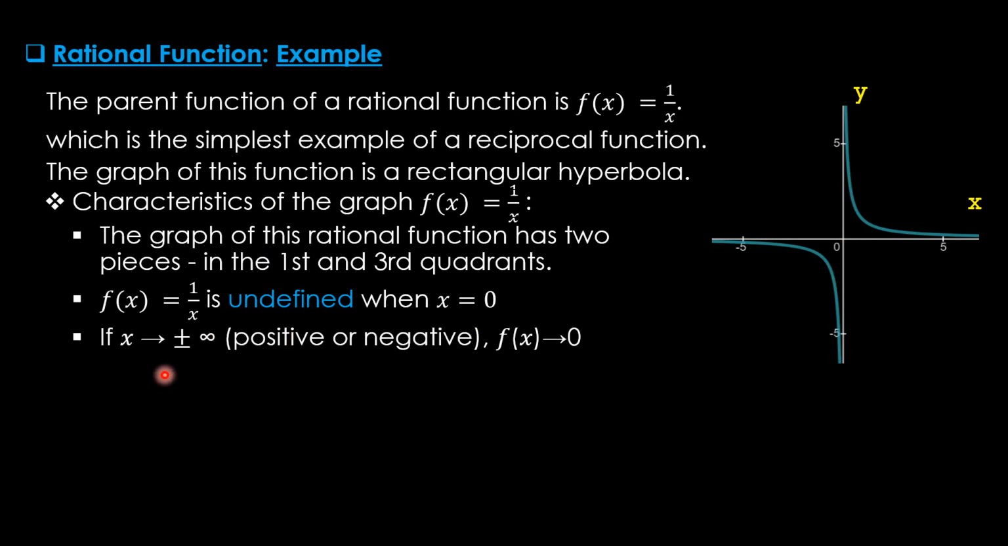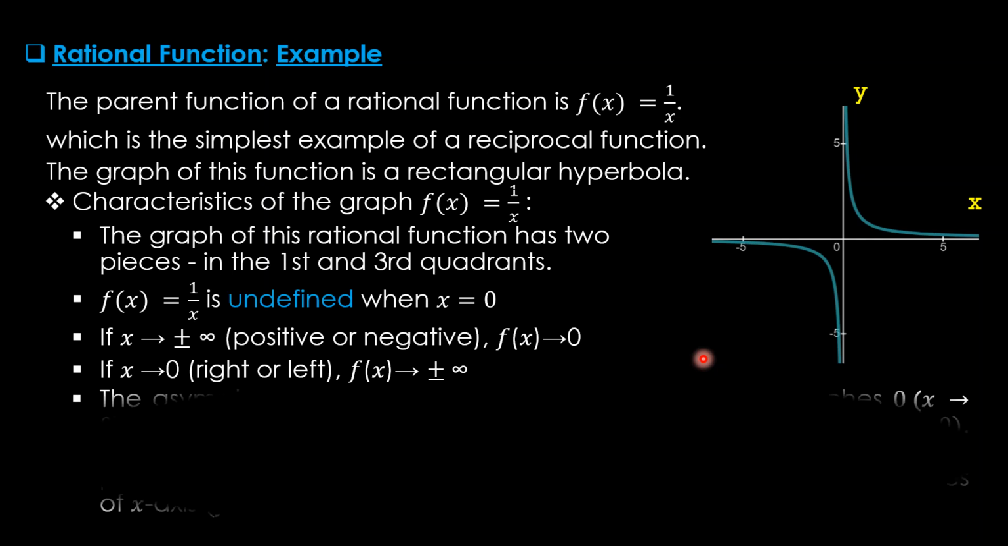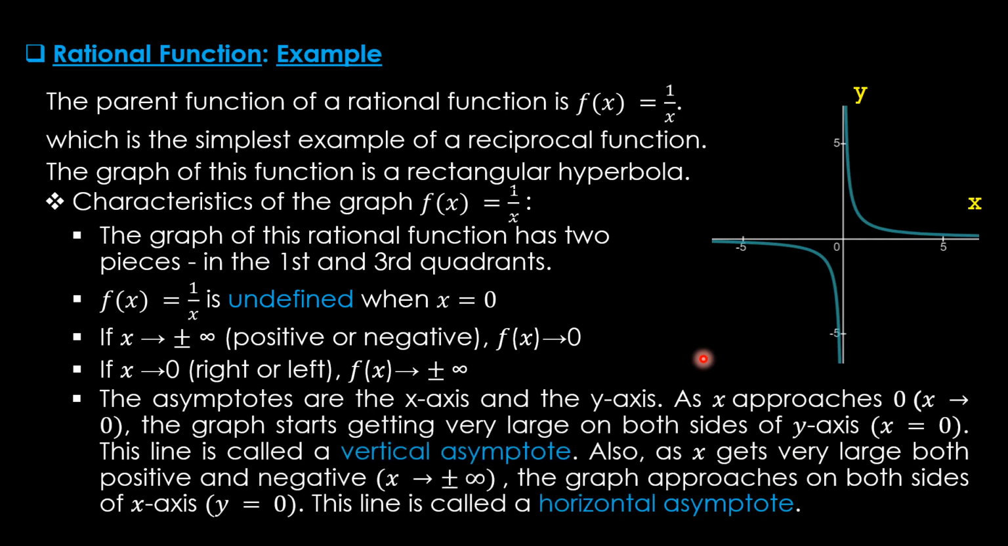Now next point is, if x tends to plus or minus infinity, f(x) tends to 0. If x tends to 0 from right or left, f(x) tends to positive or negative infinity. The asymptotes are the x-axis and the y-axis. As x approaches 0, the graph starts getting very large on both sides of the y-axis. This is called the vertical asymptote. So the vertical asymptote is the y-axis, which is x equal to 0.